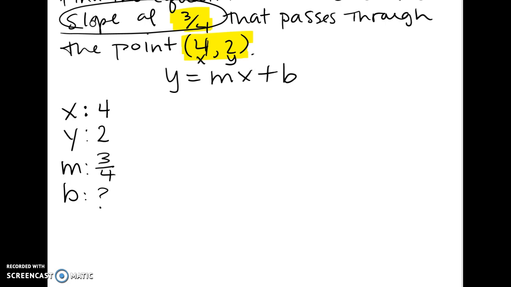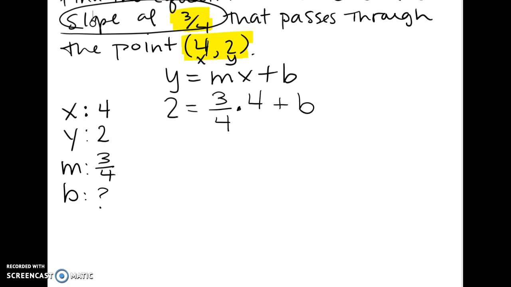From here, I'm going to start substituting into this equation. So y is 2, so instead of writing y, I write 2. My m is 3/4, so instead of writing m, I'm going to write 3 over 4. This is multiplying my x, which is 4, and then just adding that plus b, which I can't substitute.